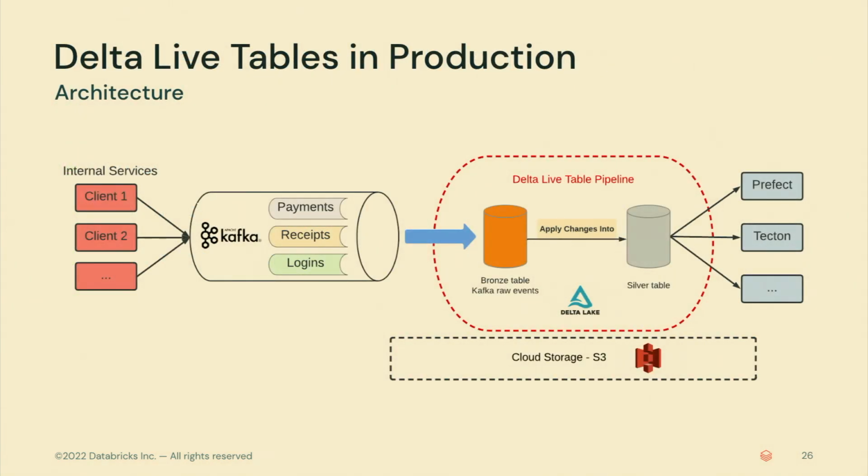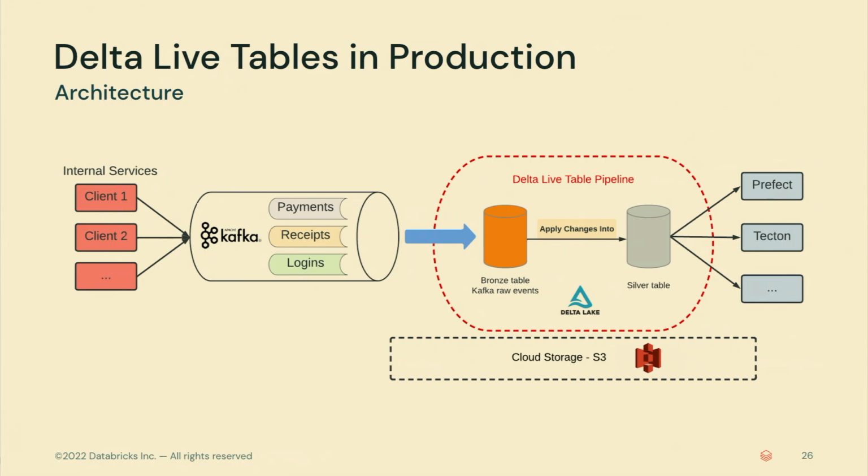Here is the diagram showing the architecture of the pipeline at Block. It's a very straightforward diagram with all those real-time events in Kafka topics from various internal services. We have a Delta Live Tables pipeline which first consumes those events in real time into a bronze table, or raw table, and then uses the Delta Live Tables API to apply the changes, or just merge that, into a silver table with higher quality.